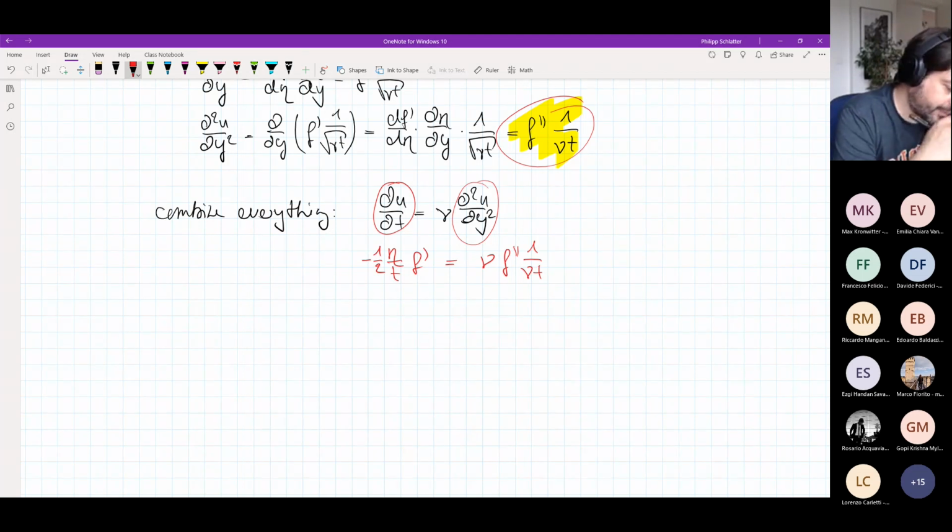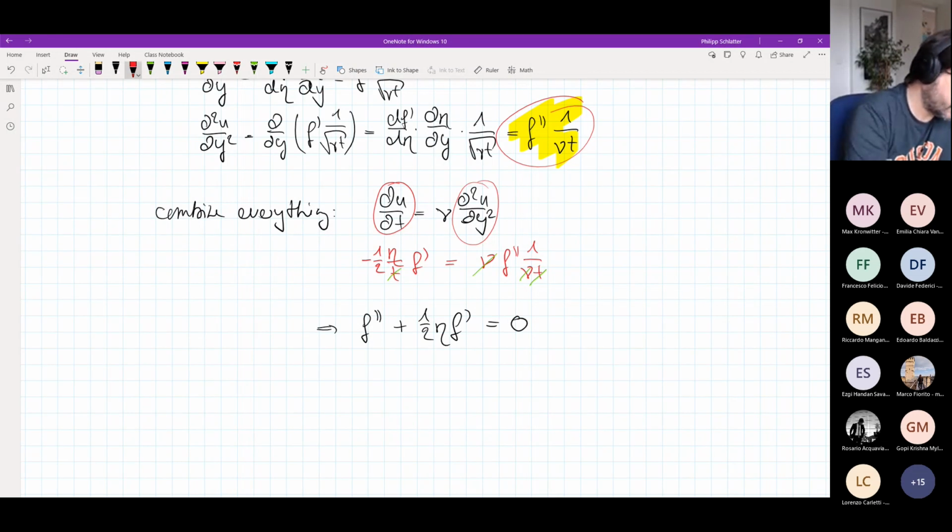Okay, now we can work a little bit on that. Well, we see that the nu falls out. We can also see that the t falls out. And what we're left with at the end is an equation that looks like this: f double prime plus 1/2 times eta times f prime equaling 0. So that's the result that we get.